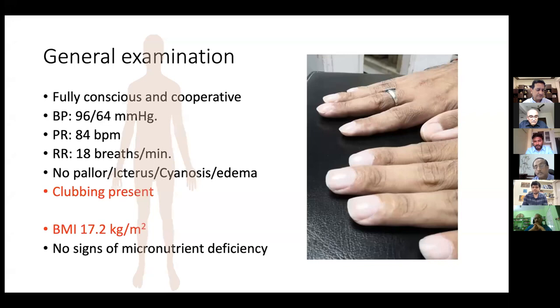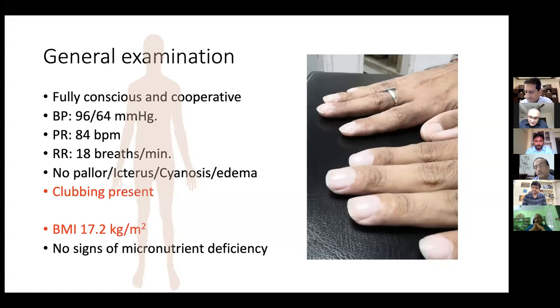When we come to micronutrient deficiencies, we are looking at water-soluble and fat-soluble vitamins. Among fat-soluble vitamins, we can look for vitamin A deficiency. The patient in history might complain of night blindness. On examination, we might find xerophthalmia, Bitot's spots. Vitamin D deficiency is usually asymptomatic. However, if established at an early age, we might find some bony abnormalities.